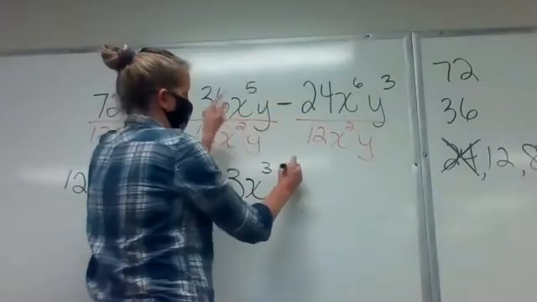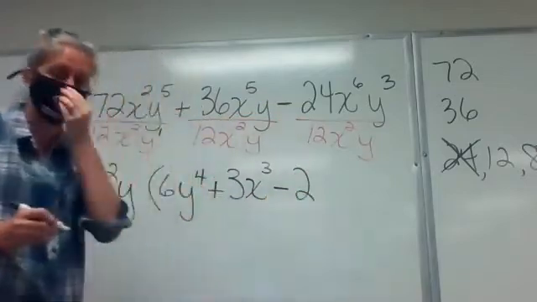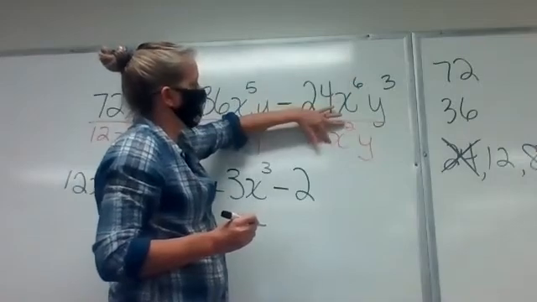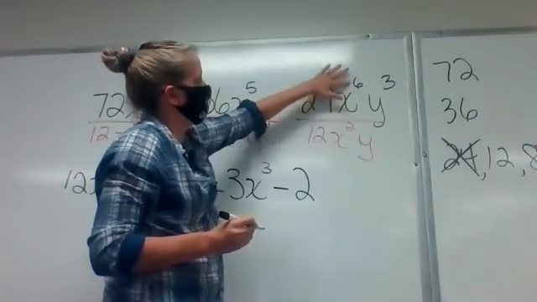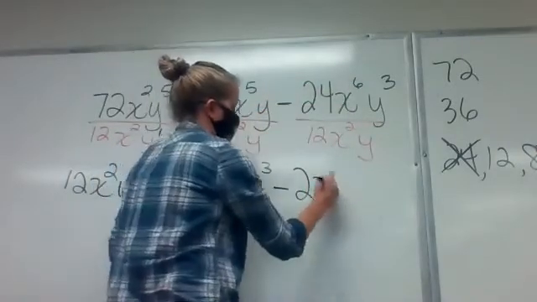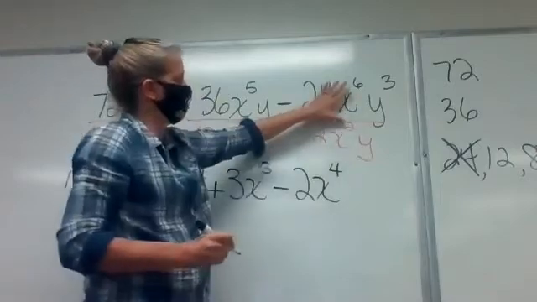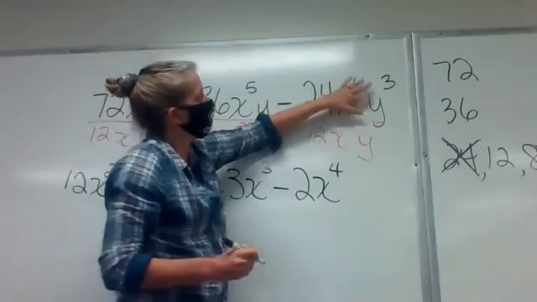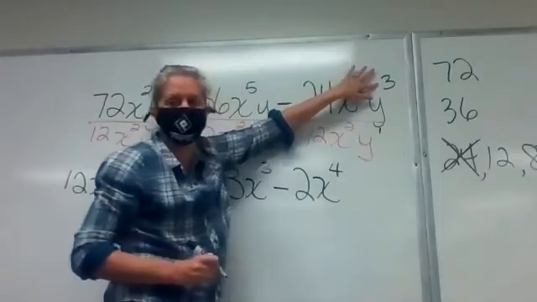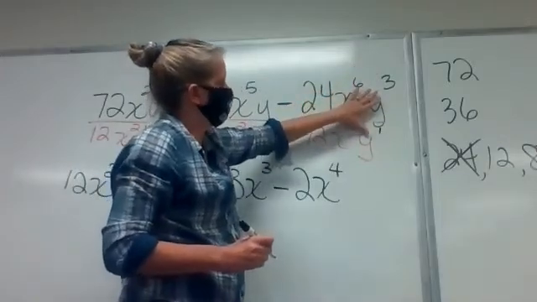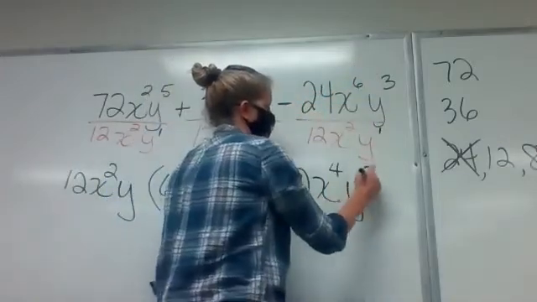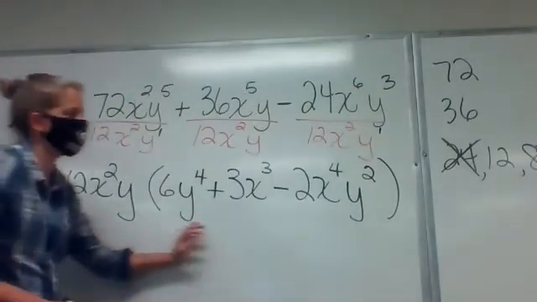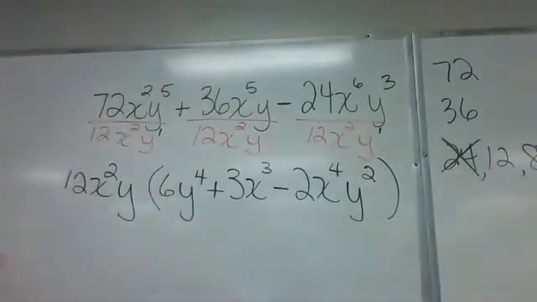Minus 24 divided by 12 is 2. X to the 6th divided by x squared. So if you subtract these exponents, you get x to the fourth. And what about your y's? I have y to the third and y to the first, which leaves me with y squared. And then close your parentheses. So here is what you would have left.